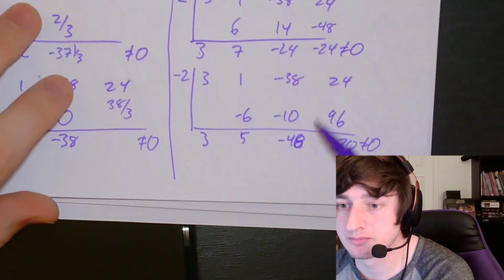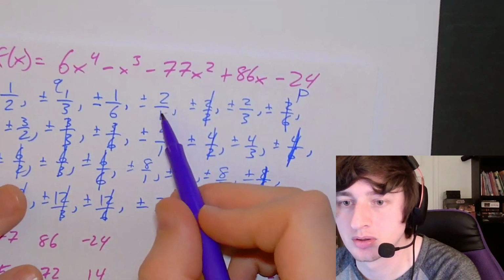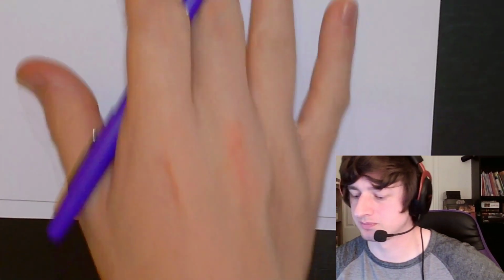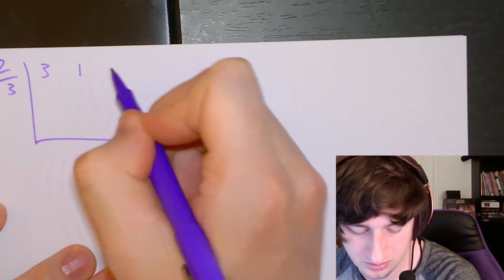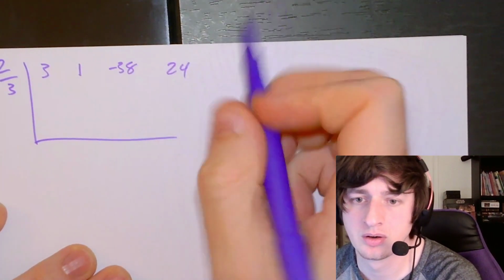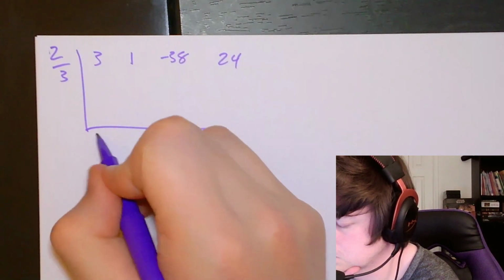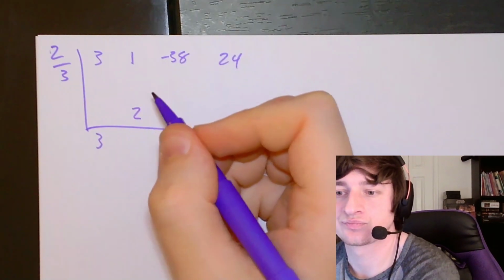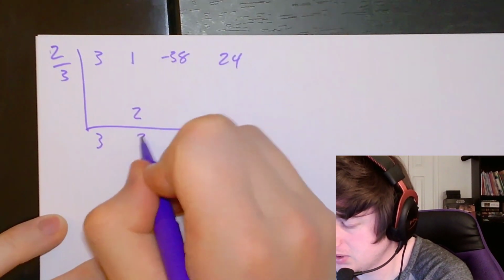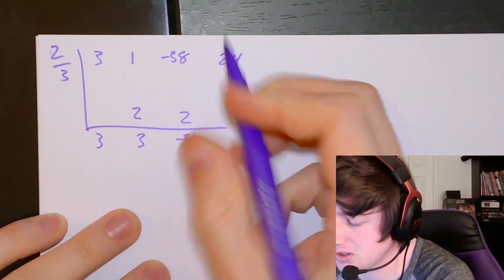So we're going to keep checking till we find one that equals 0, but it's not 2 and it's not a third. So the next number on the list is now 2/3. 2 over 3 into 3, 1, negative 38, 24. Add down. This gives us 3 times 2/3 is 2. Add, we get 3 times 2/3 is 2 again. Negative 36 times 2/3.